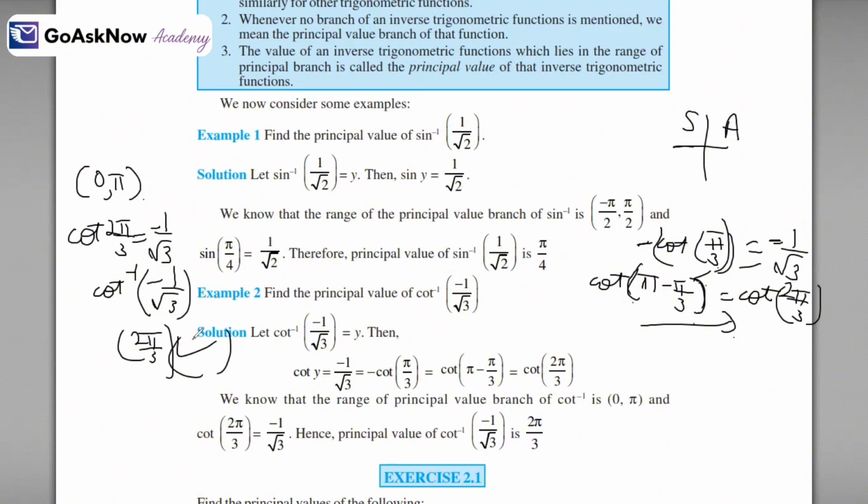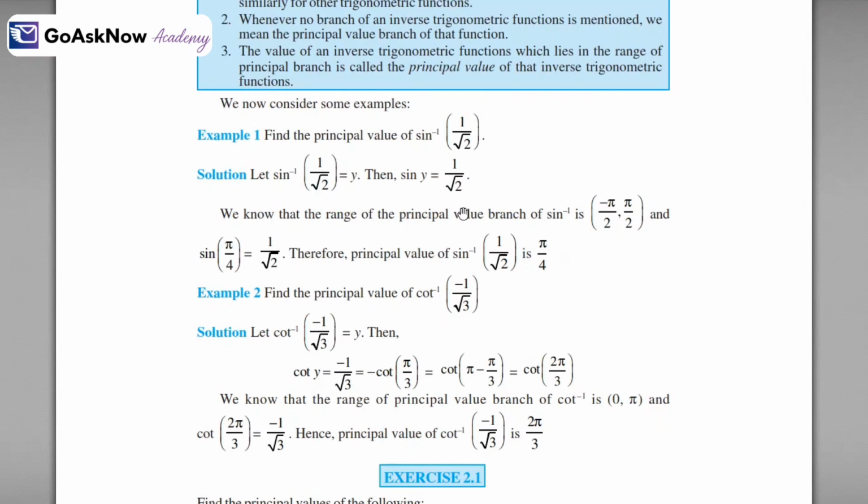So we have seen that we don't have to only see what the value of that angle is, but we also have to observe whether the principal value is coming within the required range or domain. Here the range of the principal value branch of cot inverse is 0 to pi, so 2 pi by 3 must be in that interval only. The answer should be in the range interval. We have to keep this in mind. So let's remove these drawings and see the next part.